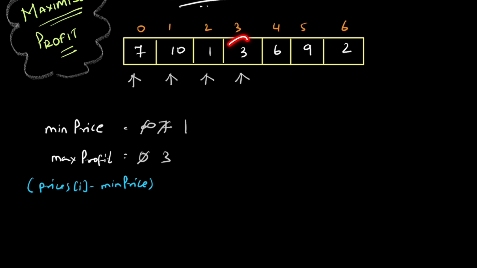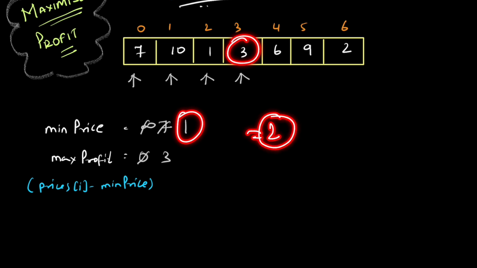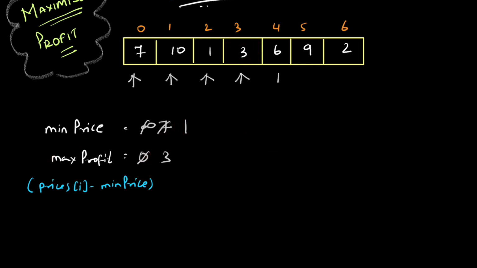At index 3, the price is 3, which is not less than minimum price, so we'll not minimize the price. But the maximum profit will be 3 minus 1, which gives us 2. But since 2 is less than 3, the maximum profit still remains 3. Then we'll go to index number 4. Here the price is 6, which is not less than minimum price, so the minimum price remains 1.